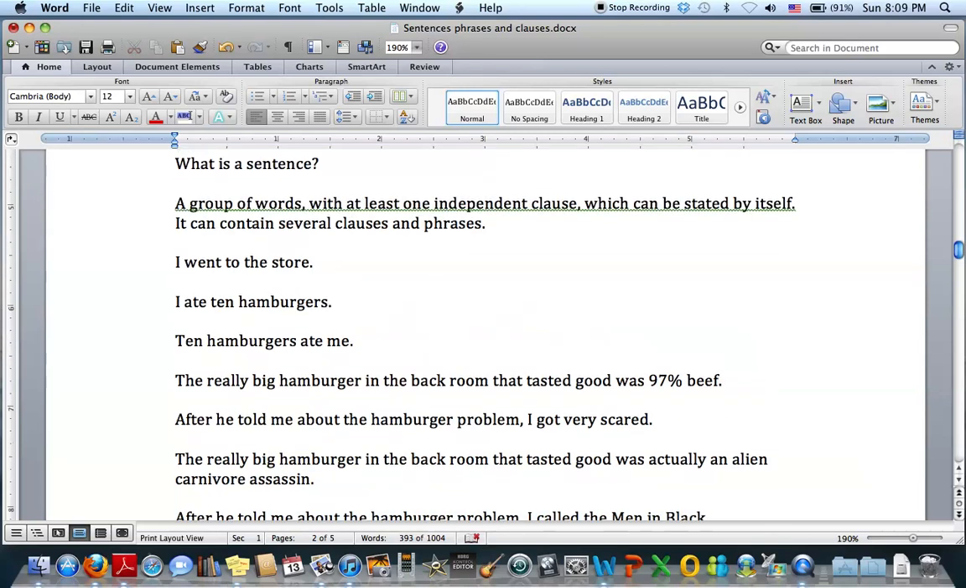Put them together, we got ourselves a sentence. All right, so again, coming back to the top. What is a sentence? Well, it's a group of words with at least one independent clause. Has to have at least one, which can be stated by itself, meaning that a sentence can be stated by itself. You can just put it out there, boom, you're done. You can put a period at the end of it, one of those nice little dots right there. It can contain several clauses and phrases. And there we go.